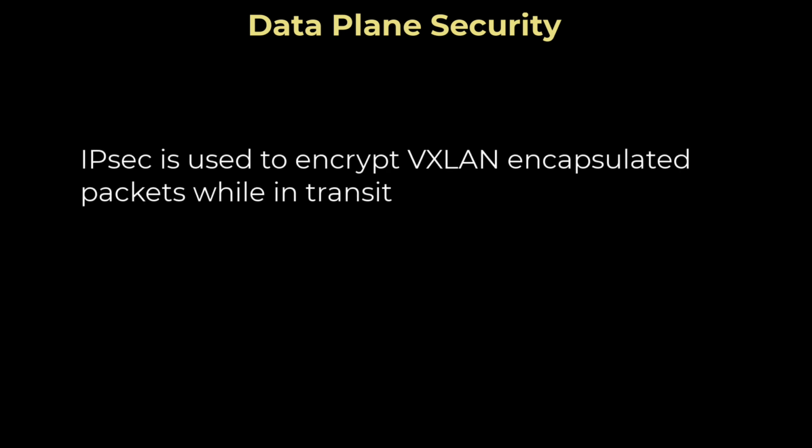VXLAN encapsulates Ethernet frames within UDP packets, which can be secured using IPsec to provide encryption and integrity protection for data in transit, ensuring that the encapsulated traffic remains secure even if the underlying network is compromised.